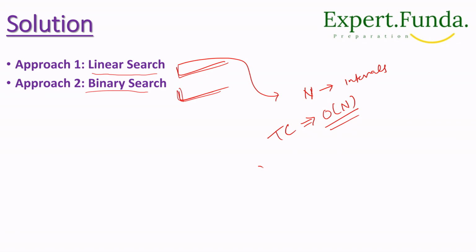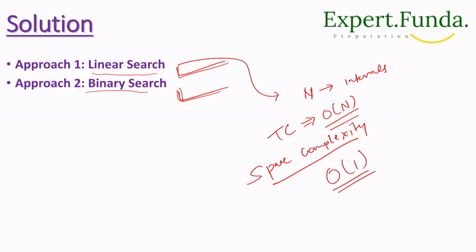But if we talk about the space complexity, what will it be? We are inserting an interval into the list, and that will take O(1), because we are inserting one at a time. We are not taking any extra space, so this is O(1).